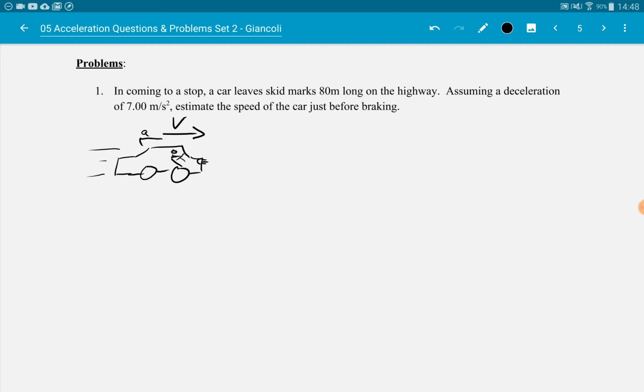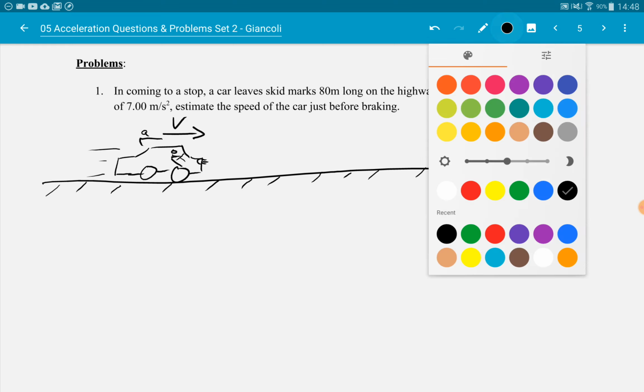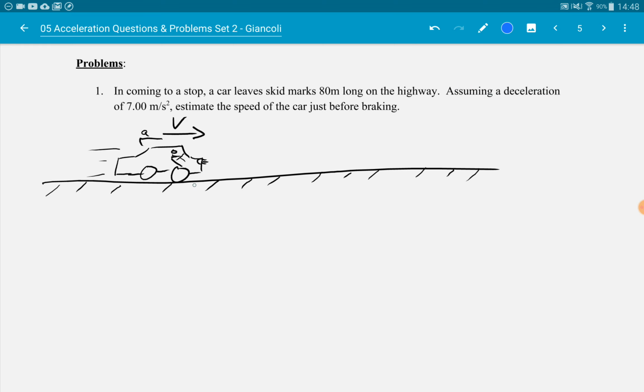Okay, cool. We'll give them a road to go on, and we'll say that that road is not moving. It's an immovable surface there, which is what these lines are implying here. And that's it. Okay, cool. There's the picture. Let's put the skid marks on there, though. Leave skid marks 80. Well, I guess the skid marks would be over here. Here are the skid marks there.